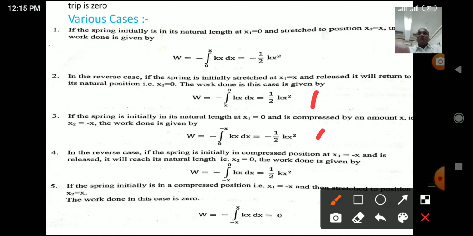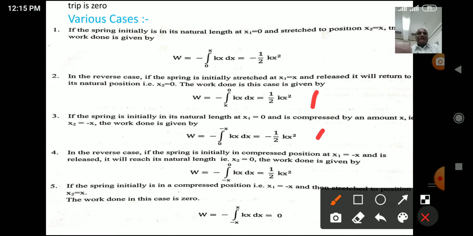Now the fourth case is the reverse case: the spring is initially in the compressed position, meaning x1 equal to minus x, and is released to its natural position, so x2 will be 0. Then the work done, using the same equation and same concept, W will have a minus sign. The initial position is minus x and the final position is 0, so the integral limit is minus x to 0 of kx dx. Again there is a minus sign here. The upper limit will be 0 and the lower limit minus minus becomes plus, so the work done will be 1 half kx square.